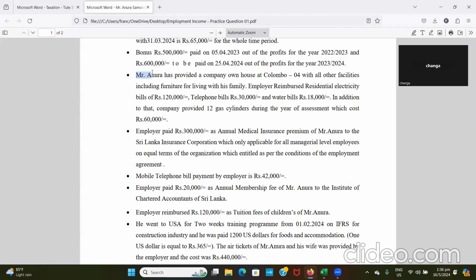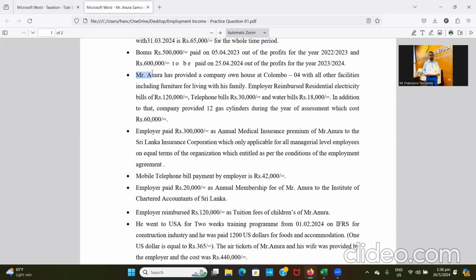Mr. Anura has been provided a company-owned house at Colombo with all the other facilities, including furniture for living with his family. The employer reimbursed residential electricity bills of 120,000, telephone bills of 30,000, and water bills of 18,000. In addition to that, the company provided 12 gas cylinders during the year of assessment, which cost 60,000.